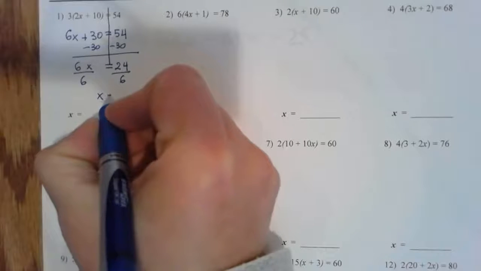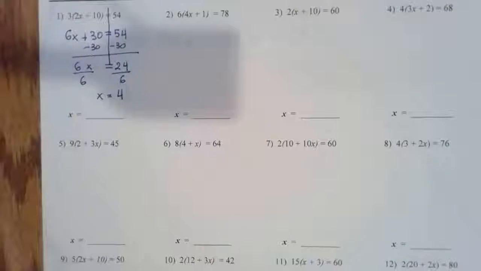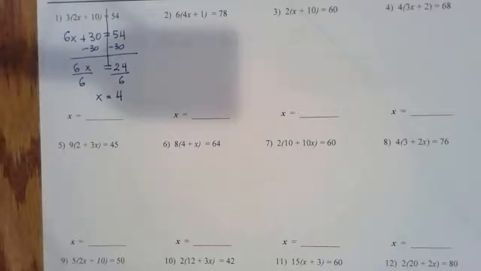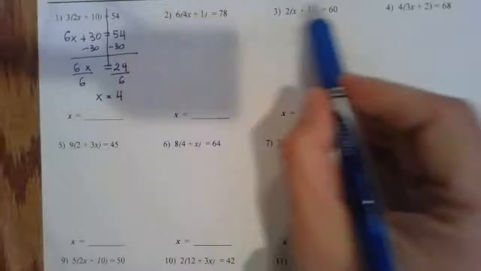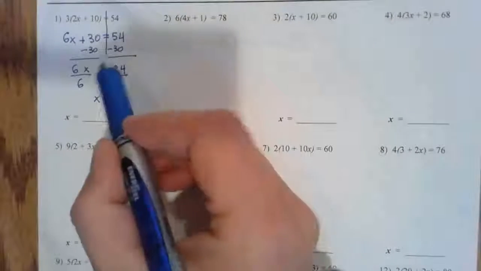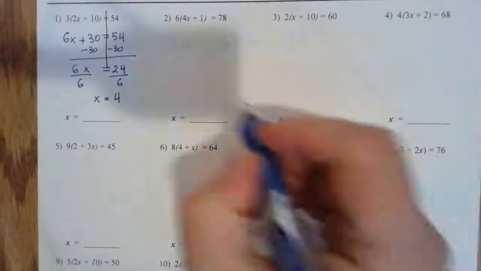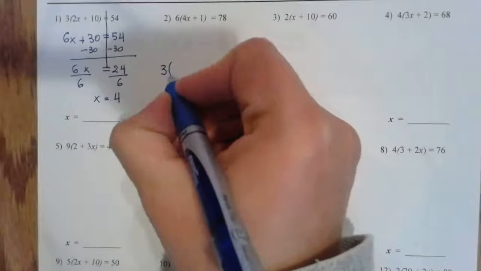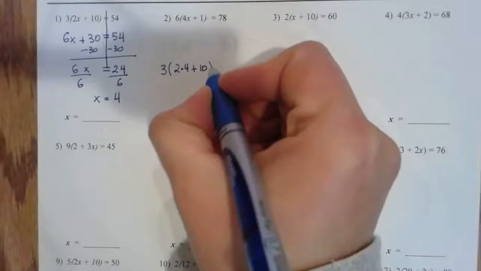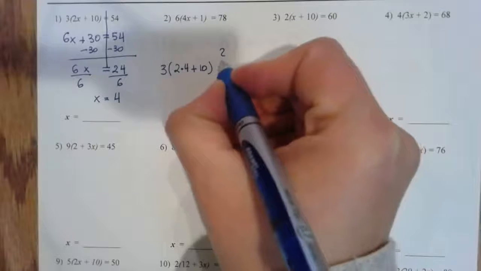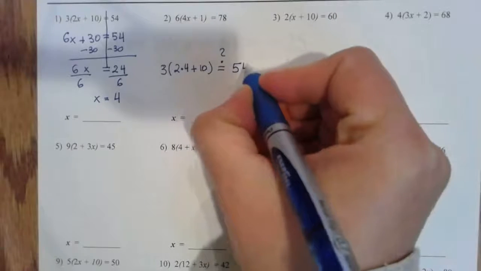Okay, now I want x by itself, so I have to divide both sides by 6. The answer is 4. Here's the point when I want you to go back and check if your answer is correct. Don't leave it there. Go back and check. How do I check? I put that 4 back for the x in my original equation. So ignore the problems on the right here. I'm just going to check my problem number 1. So 3 times 2 times 4 plus 10. And I'm going to check if that truly is 54.